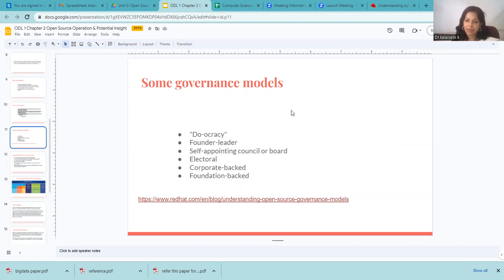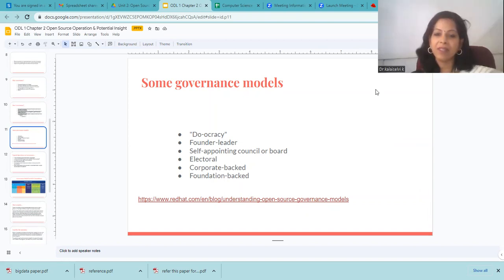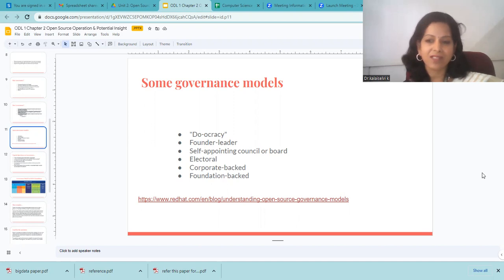So keeping that in mind, what we will see in this class today is the different governance models, and maybe if time permits, we'll discuss what type of governance models some of the projects are using.